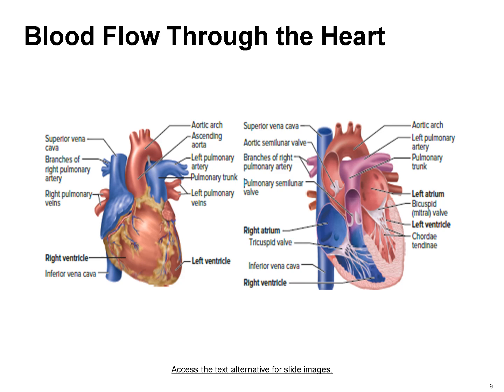Now, let's trace the blood flow through the heart. Blood enters the right atrium from the body through the superior and inferior vena cava. It flows into the right ventricle, which pumps it to the lungs via the pulmonary arteries. Oxygenated blood returns to the left atrium from the lungs through the pulmonary veins. Finally, it moves into the left ventricle, which pumps it out to the rest of the body through the aorta.